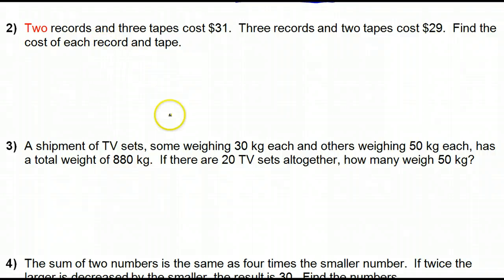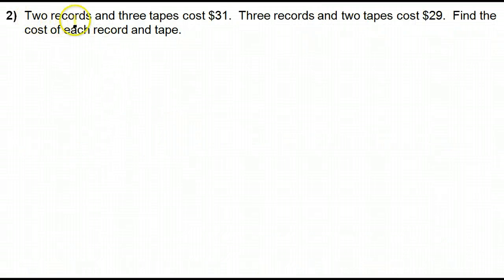All right, let's try a couple more. Let's look at number 2. Okay, 2 records and 3 tapes cost $31. 3 records and 2 tapes cost $29. Find the cost of each record and tape.